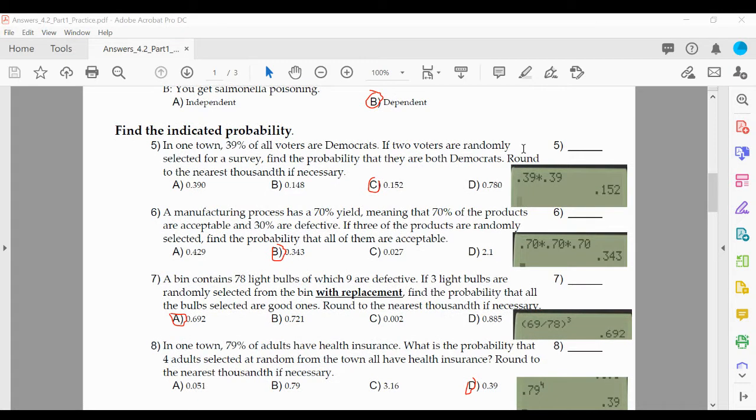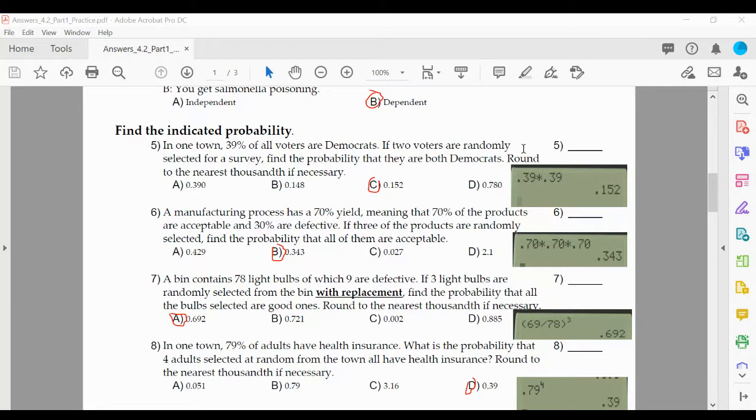Number 5. All right. The first thing I noticed is that you don't have a raw count here, you're given percentages. Problems like this are actually dependent. You've got a Democrat, you pick a Democrat, you put them off to the side. Well, guess what? There's fewer Democrats to choose from. So theoretically, these problems are dependent.